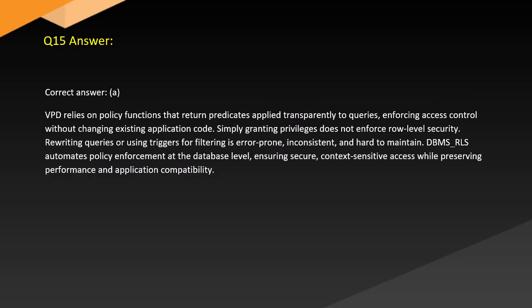Answer. Correct answer: A. VPD relies on policy functions that return predicates applied transparently to queries, enforcing access control without changing existing application code. Simply granting privileges does not enforce row-level security. Writing queries or using triggers for filtering is error-prone, inconsistent, and hard to maintain. DBMS_RLS automates policy enforcement at the database level, ensuring secure context-sensitive access while preserving performance and application compatibility.